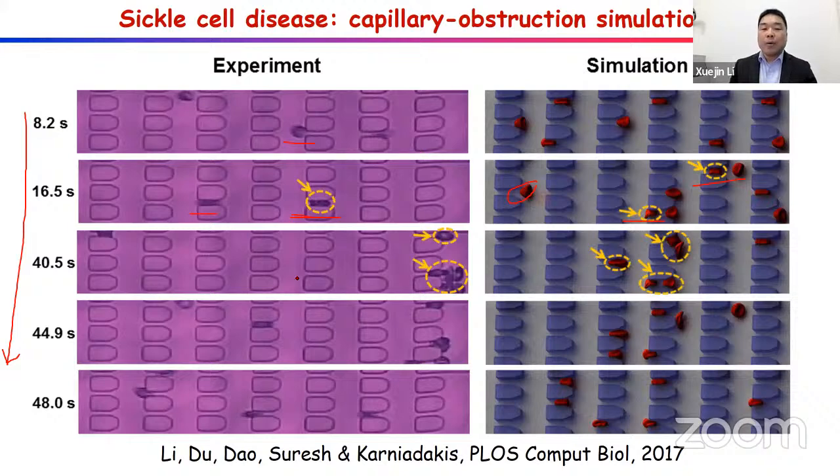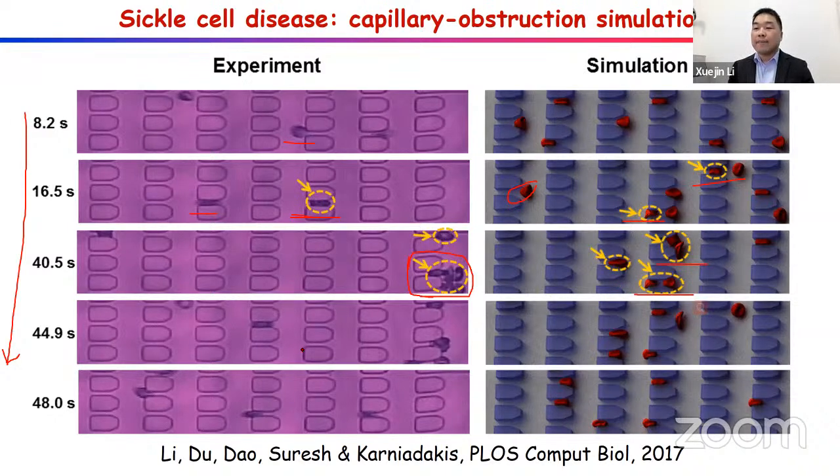When the hypoxia continues for a longer time, we find that more red blood cells become sickled and blocked at the microgate. Like in this image, you can see there is a cluster of red blood cells trapped at this microgate. And also from our simulations, we get some similar results: two red blood cells get trapped at this microgate, and two other red blood cells get stuck there.